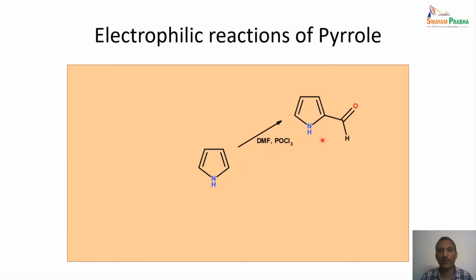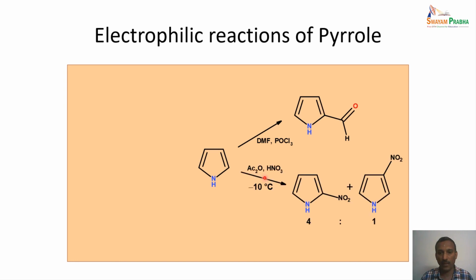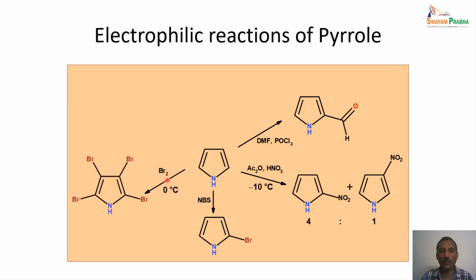The first one is the Vilsmeier-Haack formylation reaction. Pyrrole undergoes formylation at the 2 position to give the formyl derivative. The reaction with acetic anhydride and concentrated nitric acid produces both the 2- and the 3-substituted nitro derivatives, formed in a 4:1 ratio. And bromination using N-bromosuccinimide is a very mild condition which generally gives a monobrominated derivative, whereas bromination with bromine at 0 degrees actually gives the tetrasubstituted or polysubstituted bromination product.